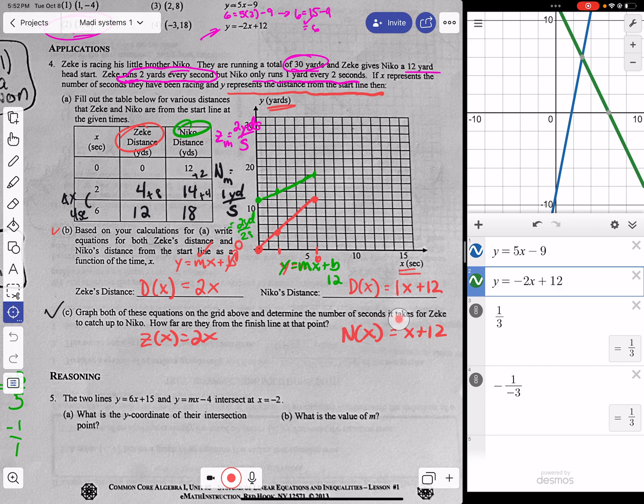Graph both these equations on the grid above. Determine the number of seconds it takes for Zeke to catch up to Nico. How far are they from the finish line at that point? So we're going to continue these lines here, and we're just going to find out where they intersect.